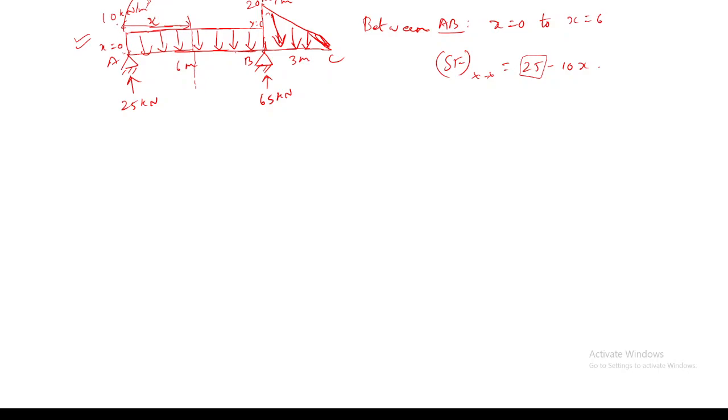We have already said that the uniformly distributed load per unit length is equal to 10 kilonewton per meter. Here I have taken the distance as x meters. So the total load will be how much? 10 into x. The loading direction is downwards, so it will cause an anti-clockwise movement. Due to this, the shear force is given as a negative value.